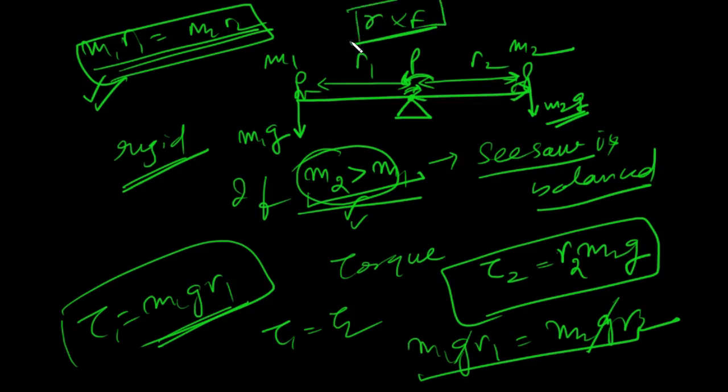Moment of force is called r cross F. Force times distance. Okay. This can also be called moment of mass. So this is the basic principle of torque. It helps to rotate.